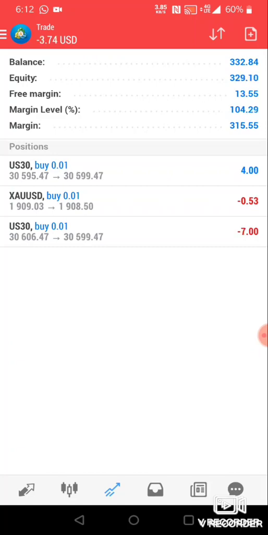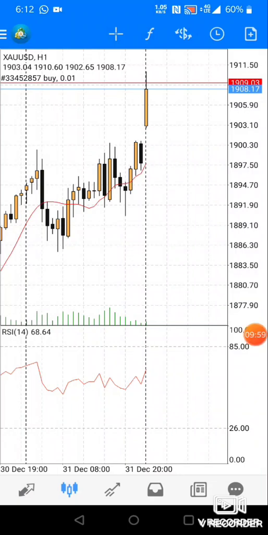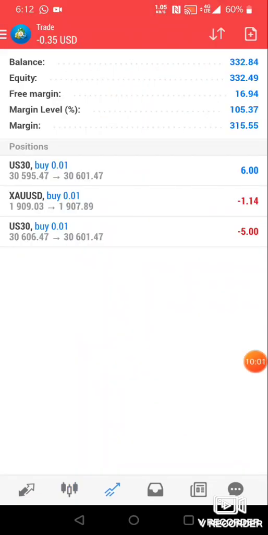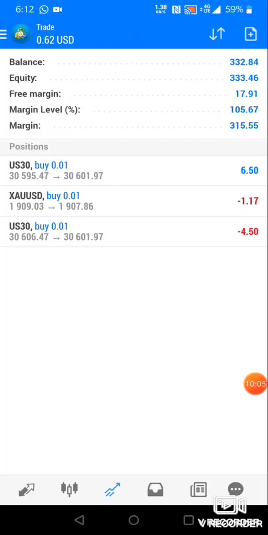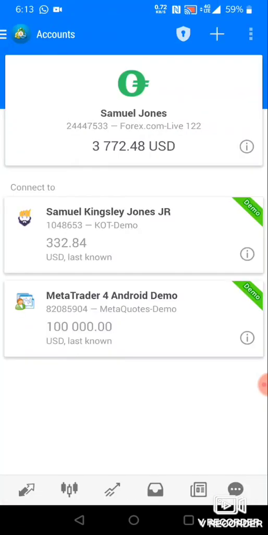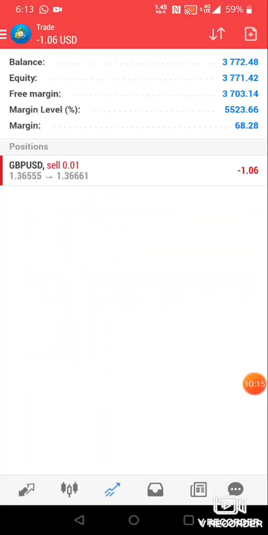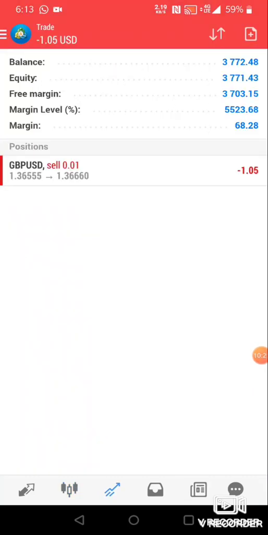The US 30 is going on for the buy. Gold is, let's see what gold is doing. Gold too. So by 620, we're gonna see what's really going on. See this. Oh, it went to the blue, but it's definitely gonna sell. That's for sure.